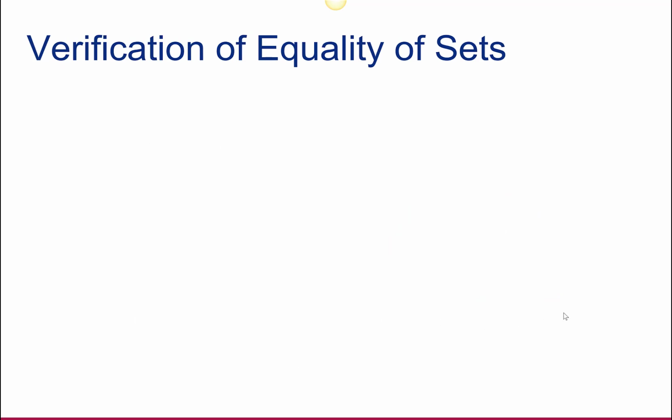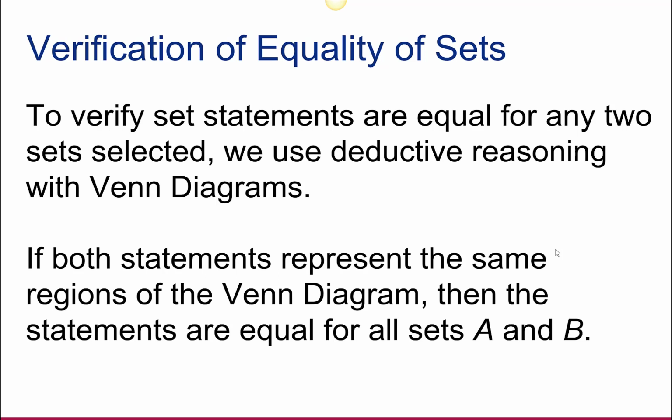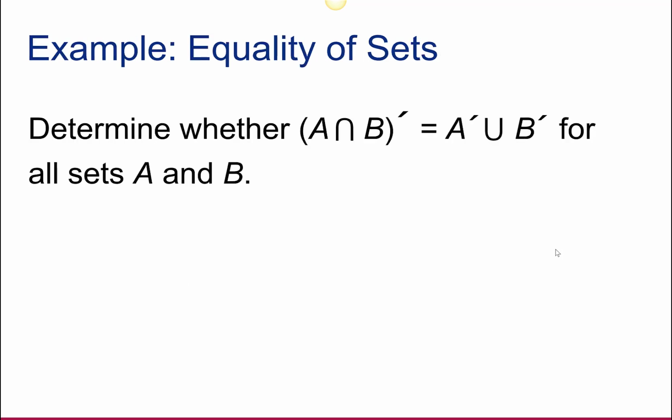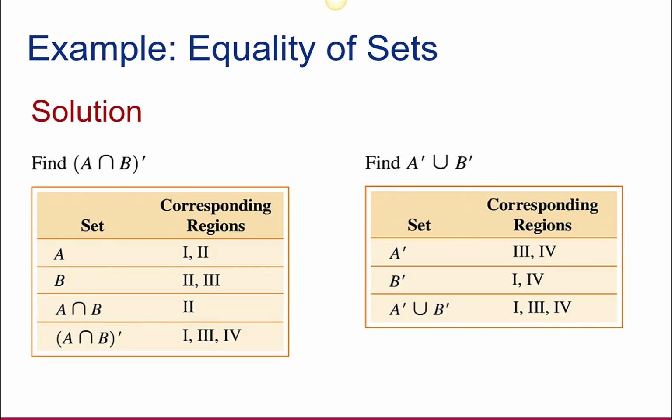So, verification of equality of sets. To verify set statements are equal for any 2 sets selected, we can use deductive reasoning with Venn diagrams. If both statements represent the same regions on the Venn diagram, then the statements are equal for all sets A and B. Determine whether the complement of A intersect B is the same as A complement union B complement for all sets A and B. So draw a Venn diagram with the 2 sets A and B, label the regions.